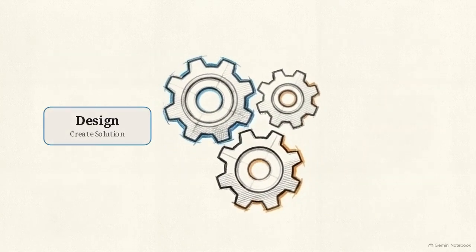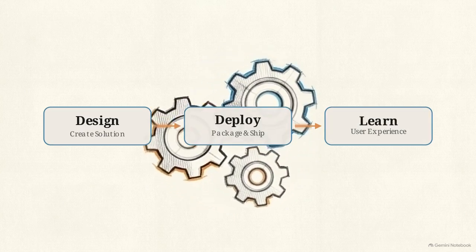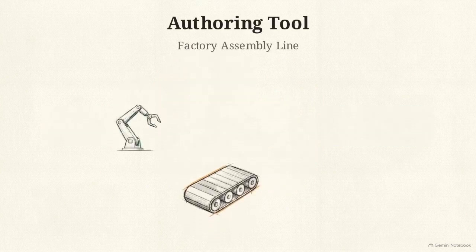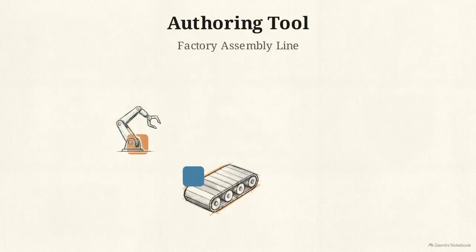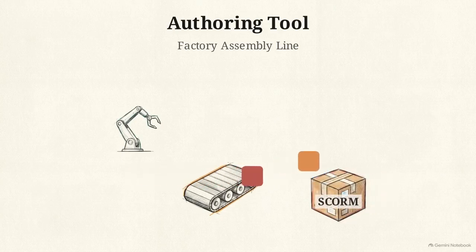Once the experience is designed, it has to reach the learner. While the technical jargon can seem complex, the deployment process follows a logical supply chain. The first step is the authoring tool, represented here as a factory assembly line. This is the software where you build the interactive course module and its visual elements.